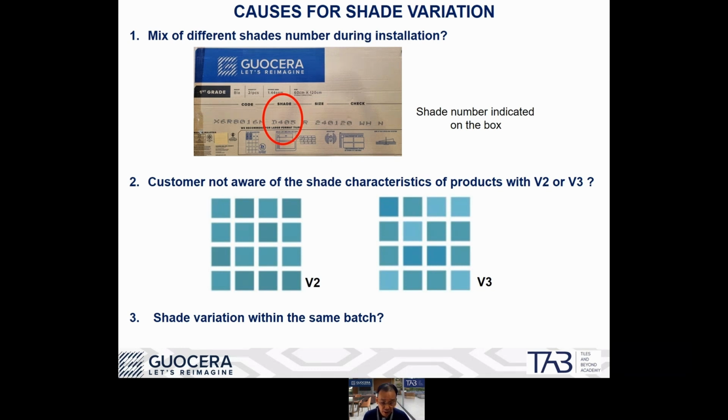Now, Guocera has actually changed the way they sort the tiles. It's now all done by machines, and this is called an automatic sorting machine, which is able to sort the tiles much better.